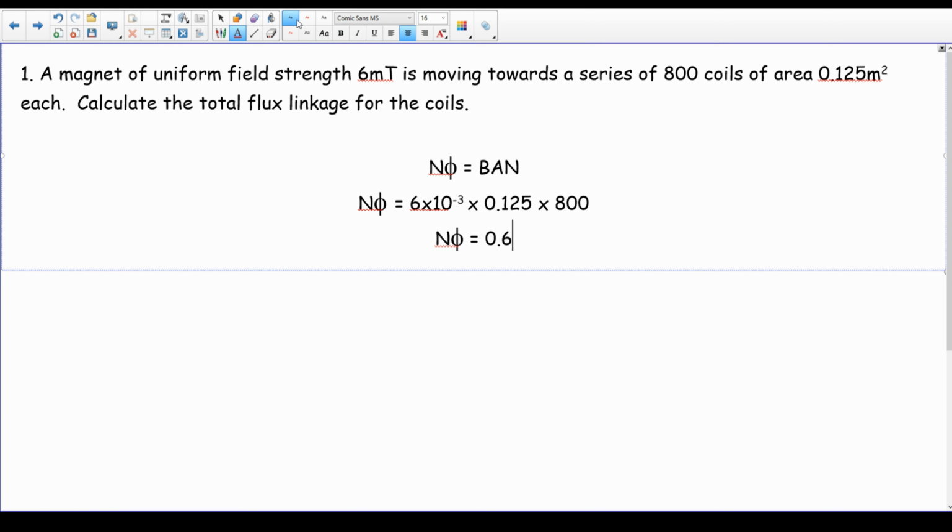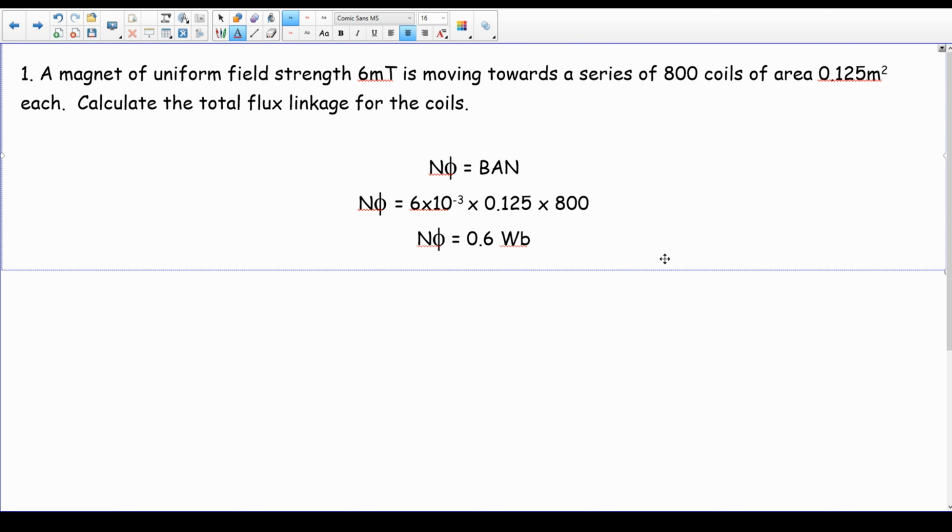0.6. Now, the question is, what is the unit? We can work the unit out by doing dimensional analysis on this side, or we can just look at N times phi. N is the number of turns of wire, so it has to be a pure number. Phi is the amount of magnetic flux measured in Weber, so that is unitless times Webers, which gives us a flux linkage of 0.6 Weber.